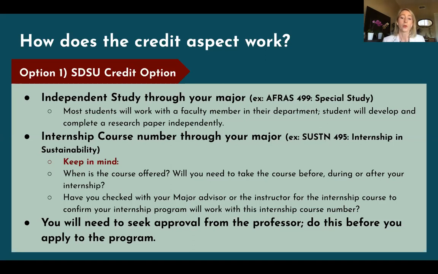You will also need to seek approval from the professor, and you should definitely do this before you apply to the program. I'll talk about the application process in a little bit, but you can't just say in your application, oh, I'm going to take this course, this independent study, and not speak with the professor, because when we're going through the applicants, we'll actually confirm that you've reached out to that professor and that it's a viable option for you. You can't simply state you're going to do something without having confirmed that it's possible and that it's a realistic way that you'll be able to complete that requirement.